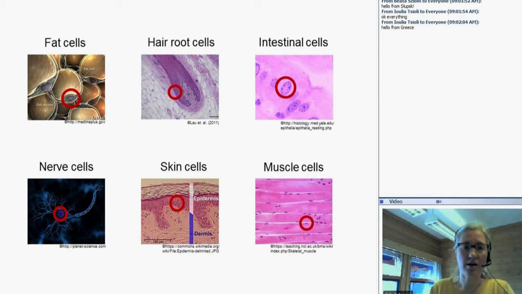Our bodies are constructed of cells. We have fat cells, hair root cells, intestinal cells in our intestines, nerve cells, skin cells, muscle cells, all kinds of cells. What these cells have in common, you can see here encircled with red: this little violet dot. This is the cell nucleus. It is present in all living cells in our bodies, or the bodies of every living organism, really.